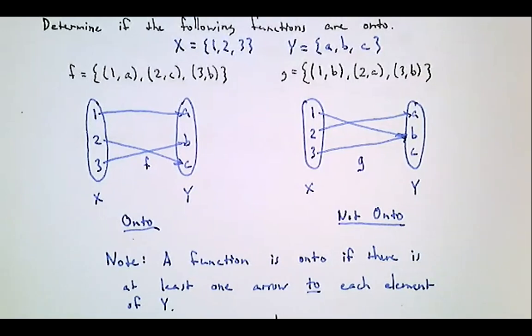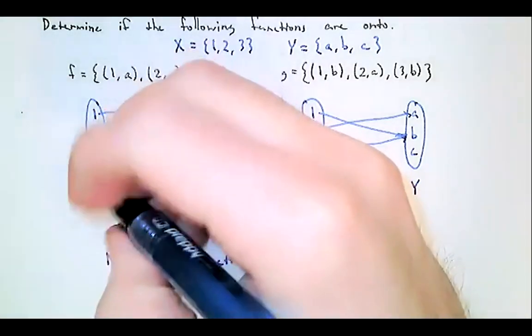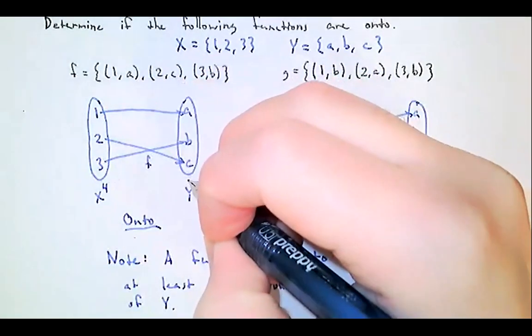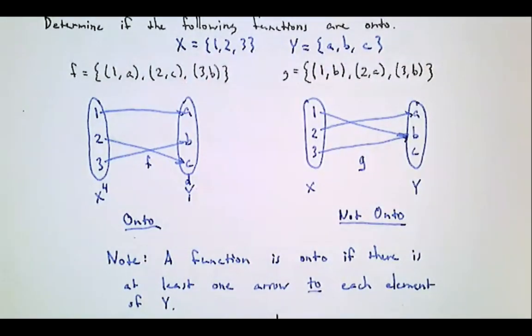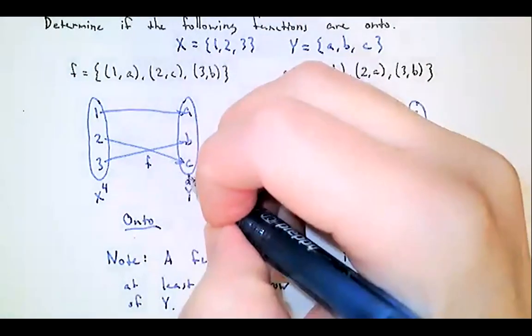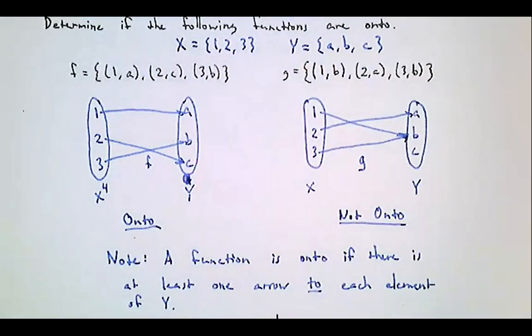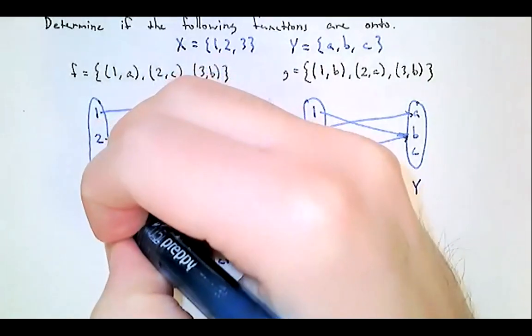Are there any questions over that example with the arrow charts? Okay. So let's say we had a fourth element in X and Y. If the fourth element also went to either A, B, or C, okay, sorry, just X. I don't know why I said Y. So if the fourth element also went to A, B, or C, it's still onto, right? It just wouldn't be one-to-one.